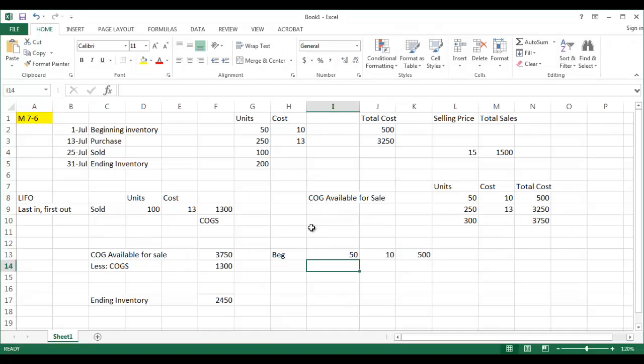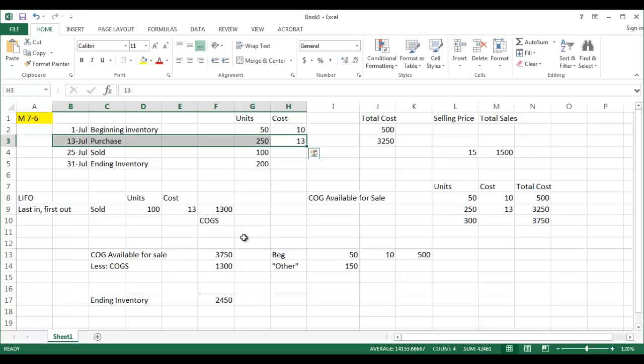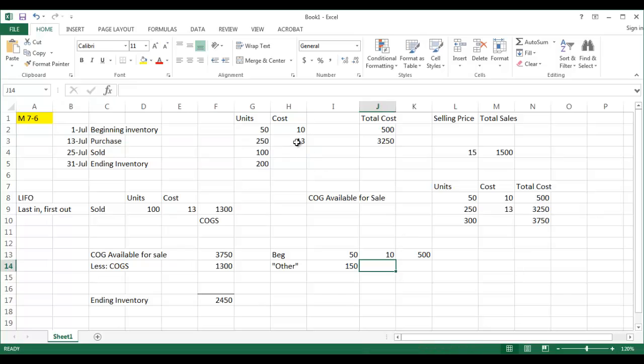I also would have had 150 other units. I'll just put other here. Those would have come from my next oldest units. Well, the only other batch I have to pick from is that purchase on July 13th. So those 150 units must have been 150 at a cost of $13 each, for a total of $19.50. And there's my total of $24.50, and that matches the number I came up with over here. So either method is fine. You're going to get to the same answer.